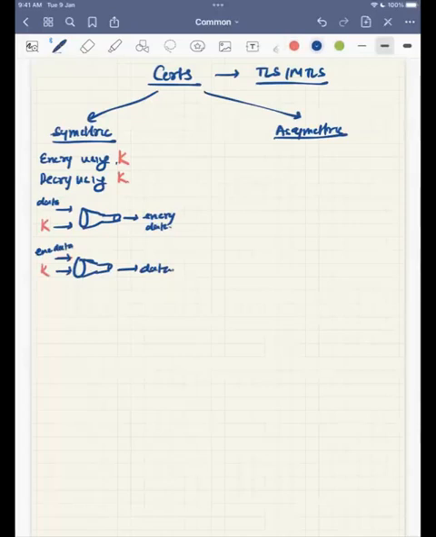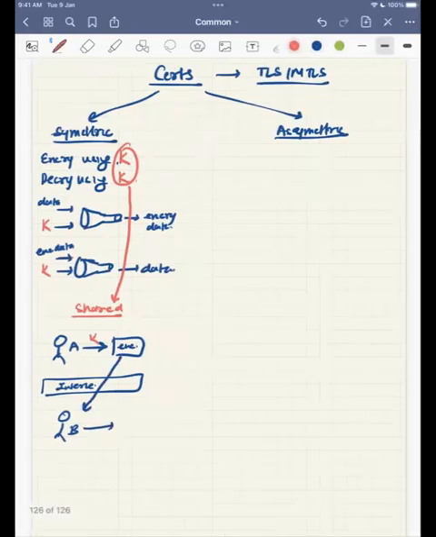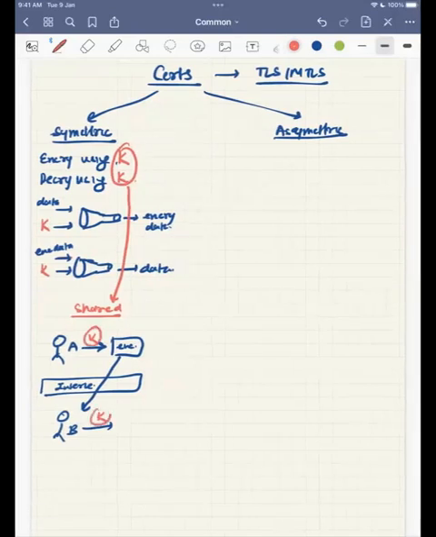In this, there is one issue: this key is shared. So there has to be a central repo where we can share. If A were to transfer a message to B over the internet, A can convert the message to an encrypted message using the key, and then this message can be transferred over the wire. B can use the key to decrypt the message. Now this key has to be shared between A and B. This is one problem in symmetric.